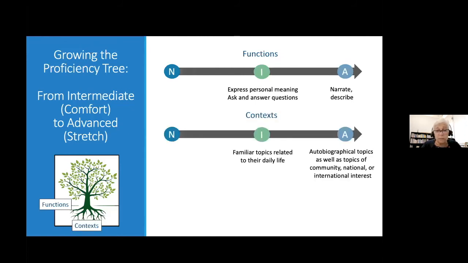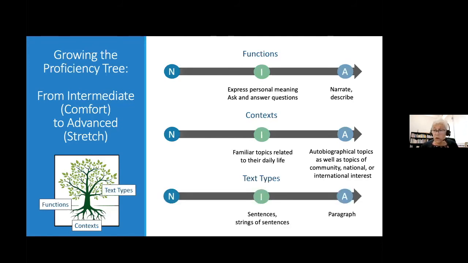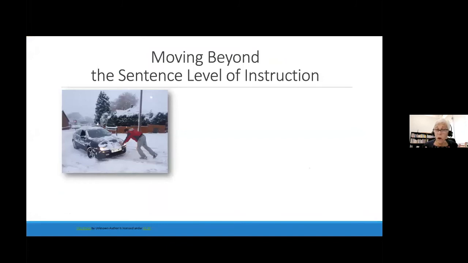The context: the intermediate speaker talks about familiar topics related to their daily life, while the advanced speaker can talk about both autobiographical topics as well as topics of community, national, or even international interest. And in terms of text type, our intermediate level students are at the sentence and string of sentence level, while our advanced level students are working at the paragraph level. We're going to look at, oh, no, we're not. We're going to stop here for just one moment.